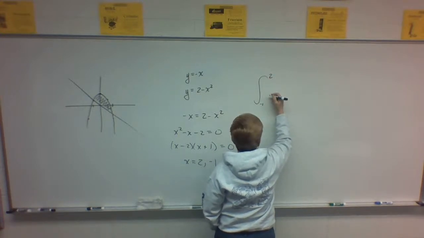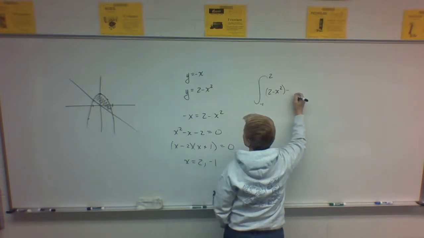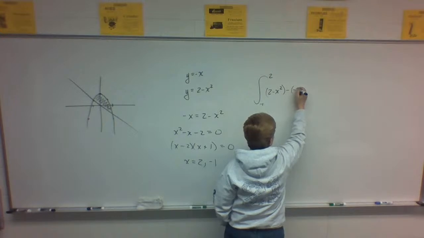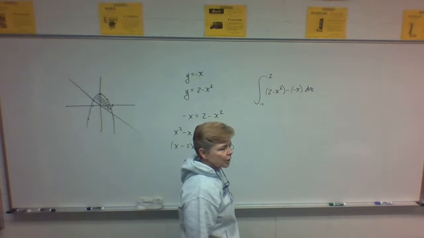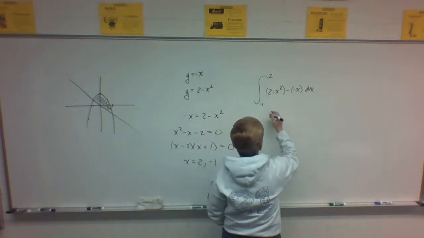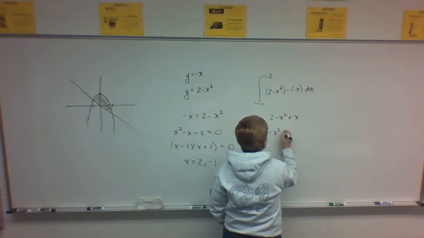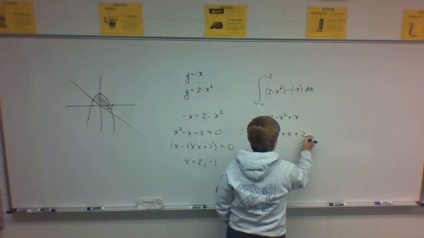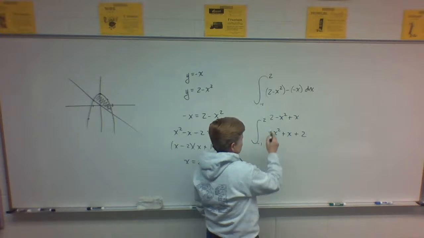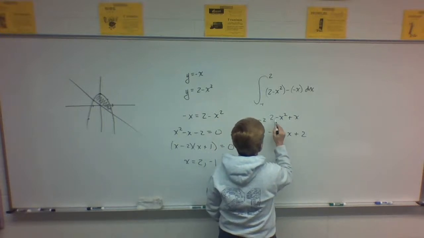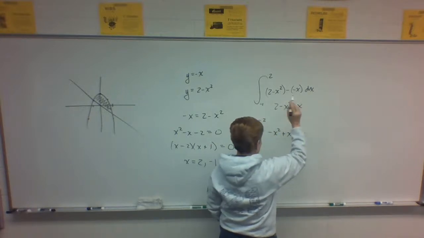Which one dominates in this case? 2 minus x squared minus negative x. Top minus bottom. You okay with that? Got a little cleanup to do before I want to integrate. That's going to be 2 minus x squared plus x, which is negative x squared plus x plus 2. And I want to integrate that from -1 to 2. Just cleaning it up a little bit. Okay, so now I'm down to this integral.